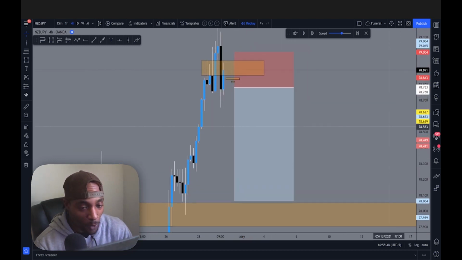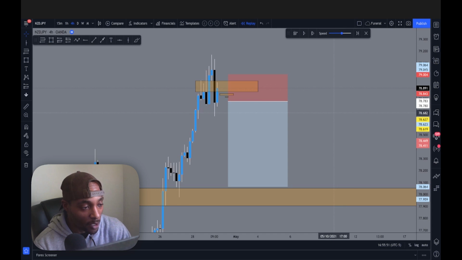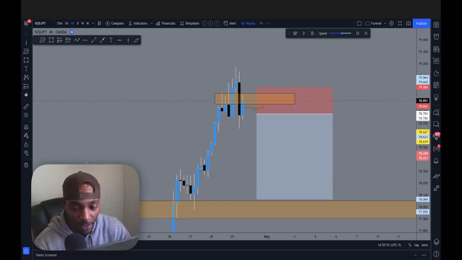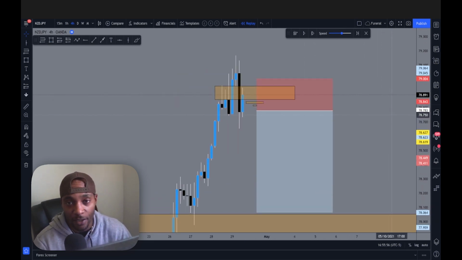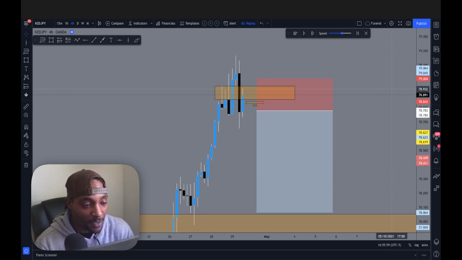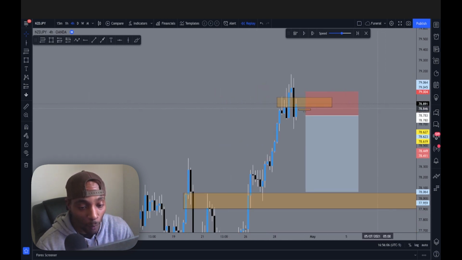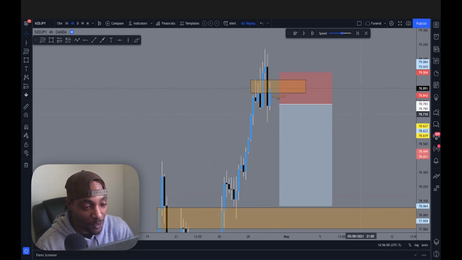Now, this is when we get into talking about the head and shoulders formation. We've recently been testing the highs, correct? Correct. Now that we've been testing the highs and we've tapped into that area, we can look for the reaction and see if we can capitalize on what has happened once we've entered into that area.